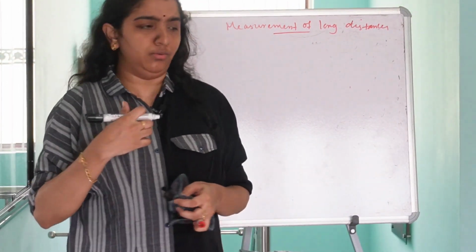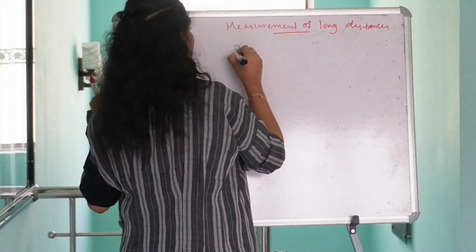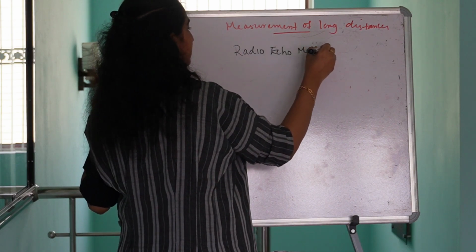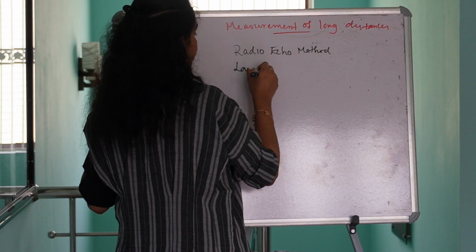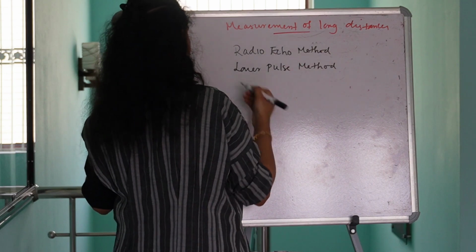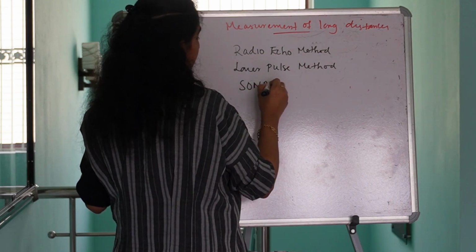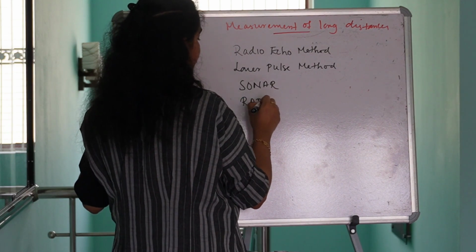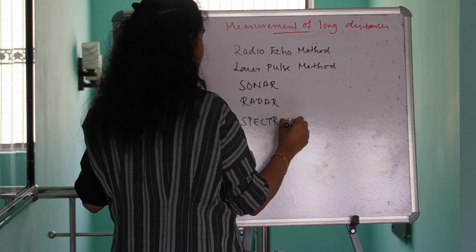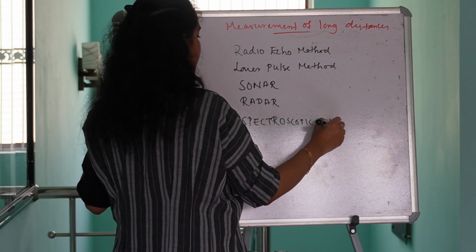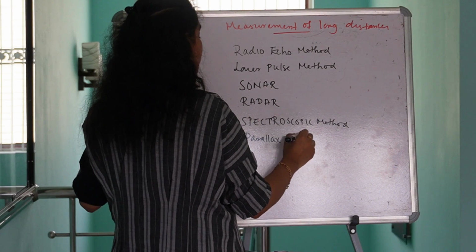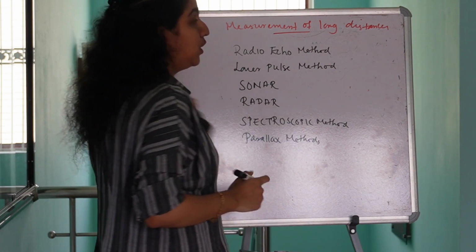For measuring long distances, we have so many methods like radio echo method, then laser pulse method, again we have sonar method, radar method, spectroscopic method, parallax method, etc. Likewise, we have so many methods for measuring longer distances.